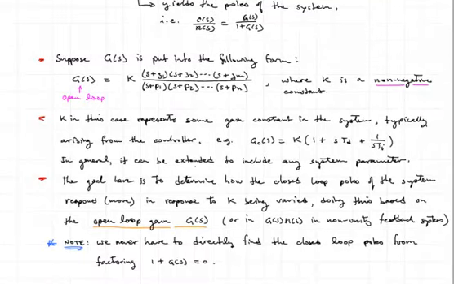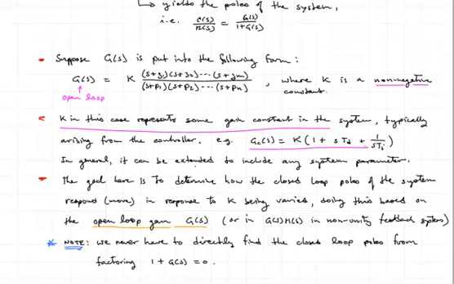Now in this case, k represents some gain constant in the system. This typically will arise from the controller. So for instance, if our controller is a PID controller, we could have a k that multiplies all of the terms. And so k would be the quantity that we'd be looking to vary in this case, and to study its impact on the closed loop poles.